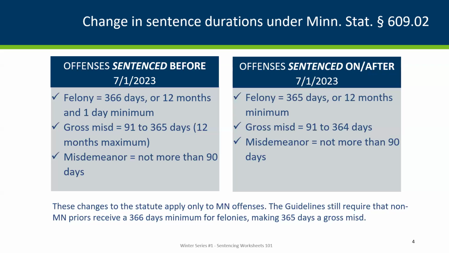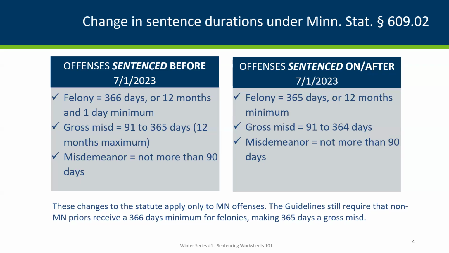We did have another change that took place in 2023, and that was the change in sentence durations that are cataloged in statute 609.02, where it outlines what the sentence duration is that makes each offense that level. So what makes a felony, a gross, etc. So if the offense was sentenced before July 1st of 2023, we still maintain that 366 days and 365 days maximum for those gross misdemeanors.